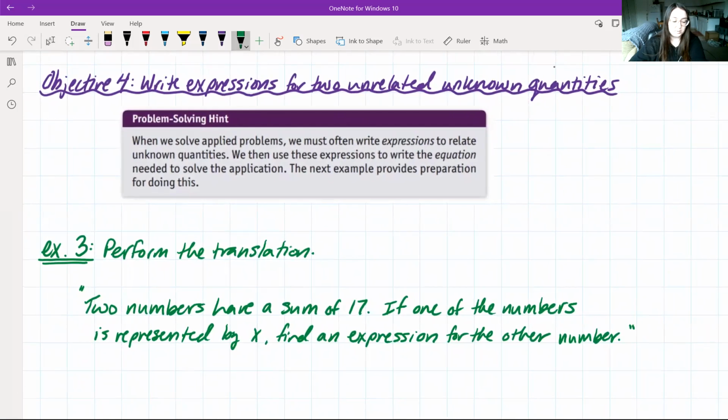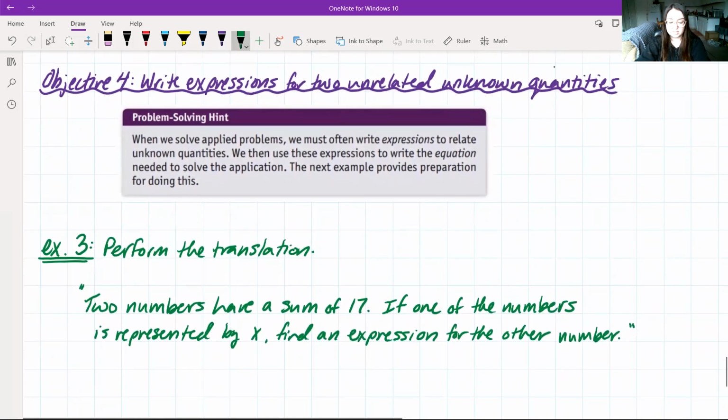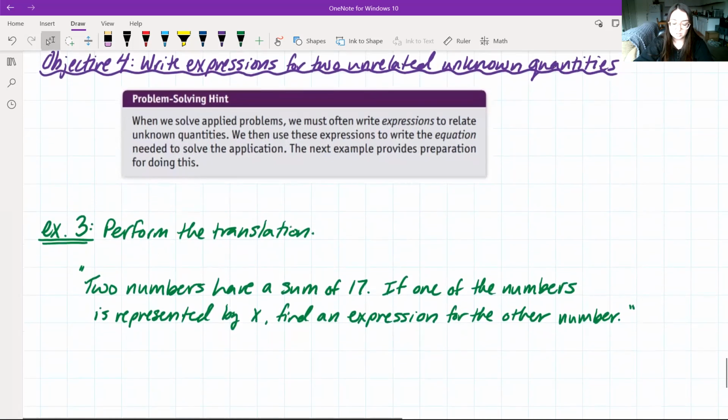All right, then our last objective here, we want to write expressions for two unrelated unknown quantities. So a problem-solving hint: when we solve applied problems, we must often write expressions to relate unknown quantities. We then use these expressions to write the equation needed to solve the application, and the next example provides preparation for doing this. So in example 3, we want to perform this translation.